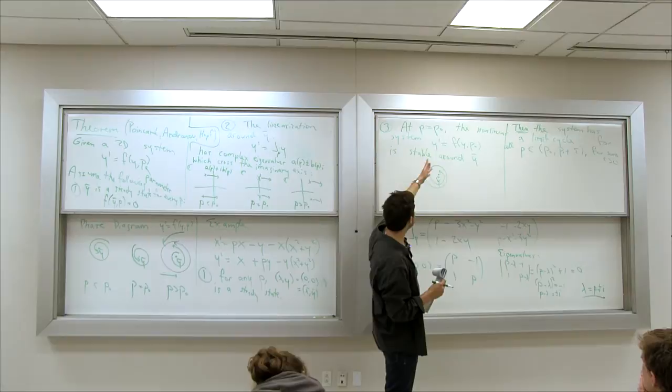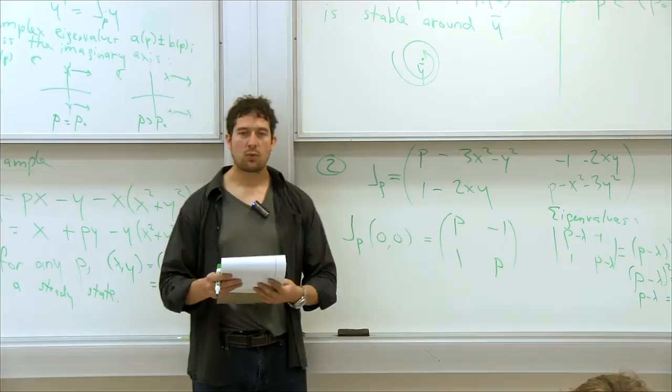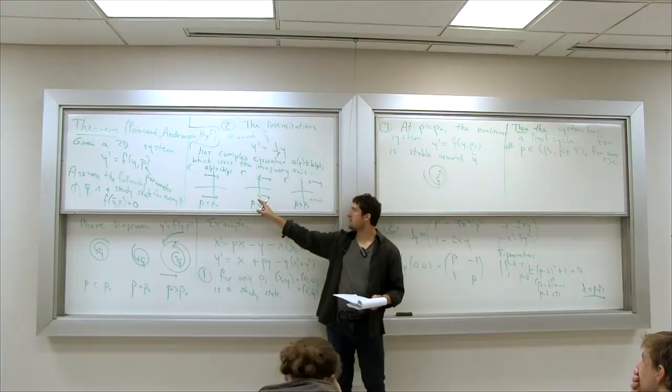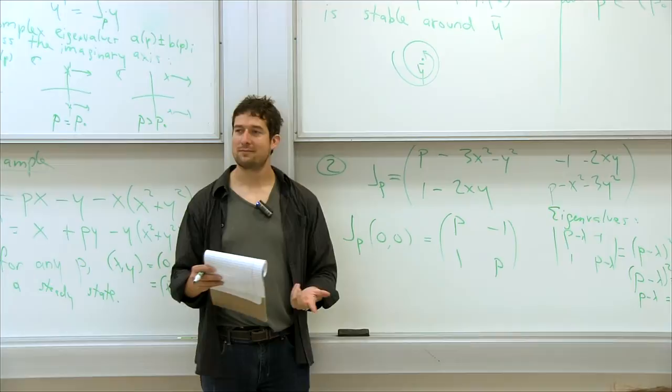Okay, now here's the problem. We don't have any systematic tool to prove that. Usually when we want to prove stability, we would linearize around the steady state, around y bar. And the linearization we already know looks like this. The eigenvalues are over here, so the Hartman-Grobman theorem does not apply. So just by linearizing, we cannot obtain this information. We have to wing it.